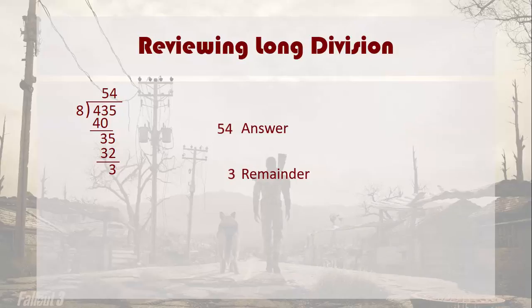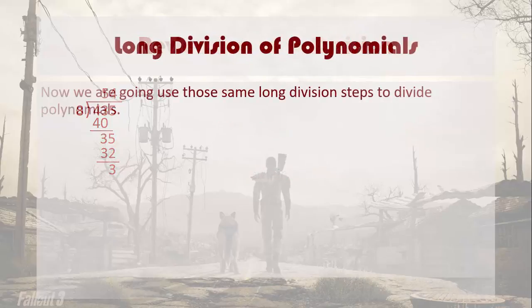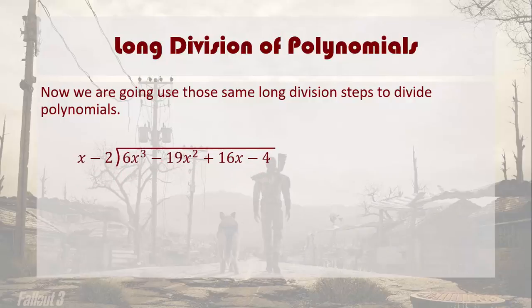Okay, so now that we've reviewed long division, we're going to use that with polynomials. And the process is exactly the same. You look at the term and decide whether or not it goes into another term. So let's say that we have to divide 6x cubed minus 19x squared plus 16x minus 4, all by x minus 2.